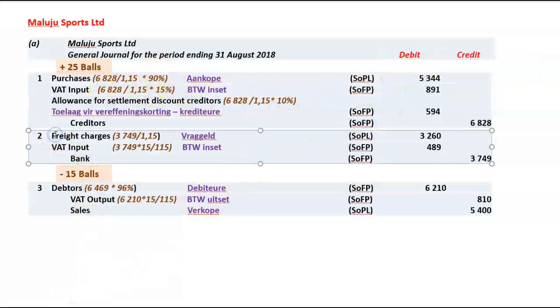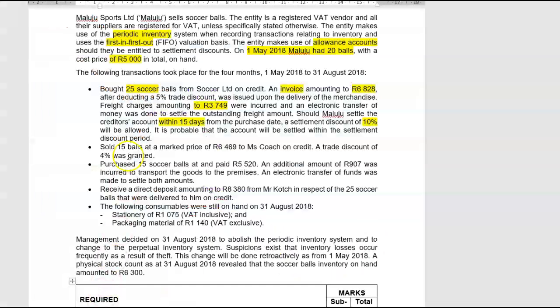Then there were freight charges also involved. Total freight charges 3749. It is a periodic system, so those freight charges would have been posted against the individual freight charges expense account. VAT exclusive amount 3260. The VAT would have been claimed from the receiver in the VAT input account, and then bank would have been the credit amount that we have paid of 3749. That's the first transaction. The second transaction: we sold 15 balls at a market price.